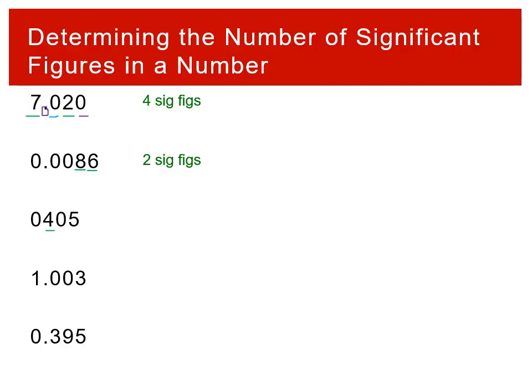0405. 4 and 5 are significant. 0 in the middle is significant. 0 in the front is not. There are 3 sig figs. So this makes sense, why we wouldn't count that. This number is 405. All you're saying by putting a 0 there is that this number is less than 1,000, which is good information, but by calling it 405, you've already conveyed that information. So that's why we certainly don't count that as significant.